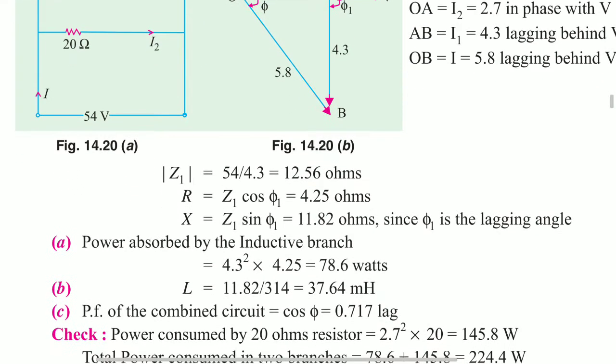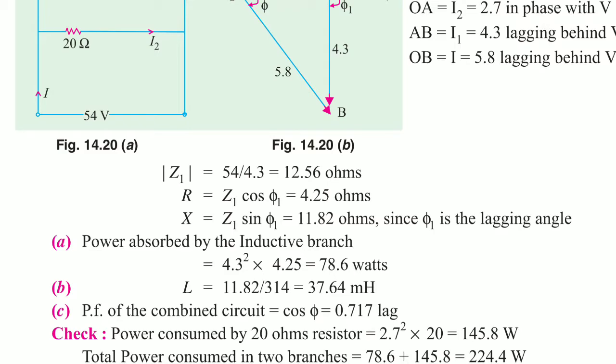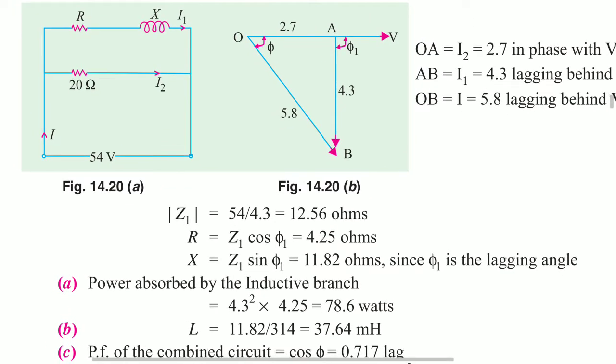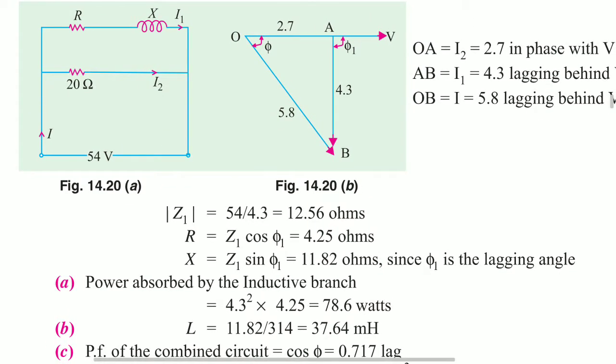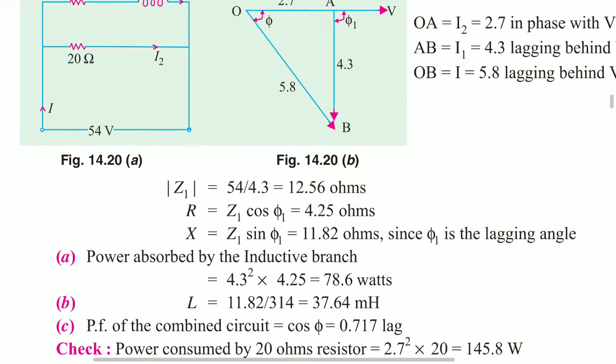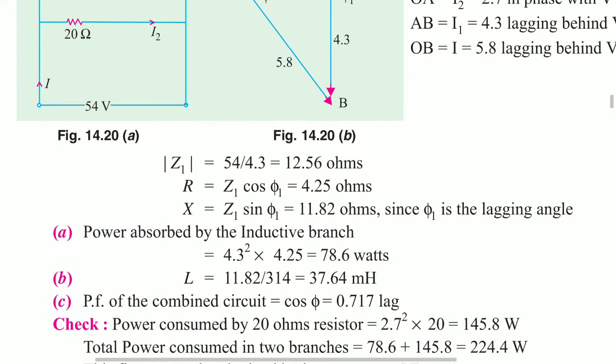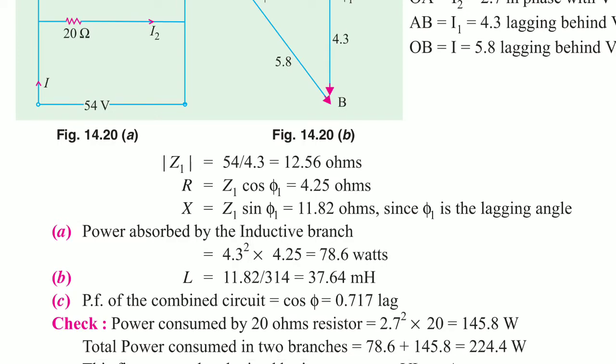Now the power absorbed by the inductive branch is I1 square R. What is R here? 4.25. I1 is 4.3. So 4.3 square into 4.25 is 78.6 watts.